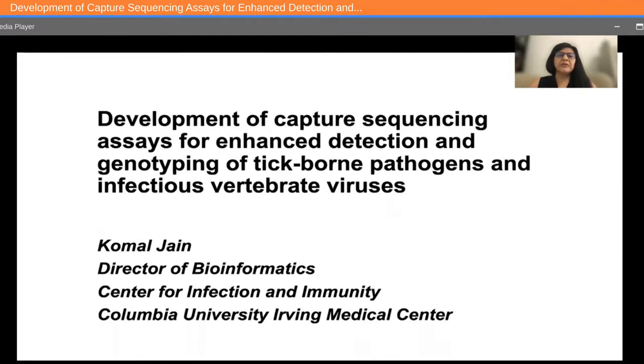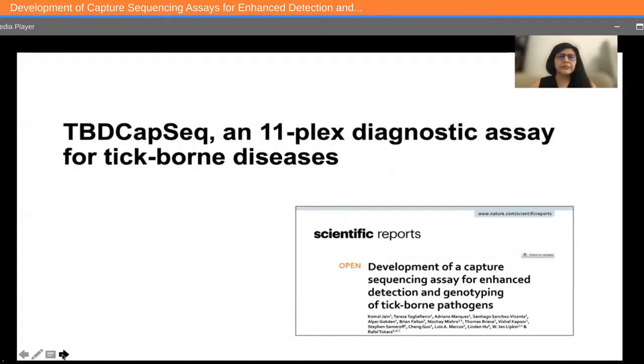Today, I'm going to talk about development of capture sequencing assays for enhanced detection and genotyping of tick-borne pathogens and infectious vertebrate viruses. The first part of my talk is about TBD-Cap-Seq. It's an 11-plex diagnostic assay for tick-borne diseases. Recently, we published it in Scientific Reports, and if you're interested in more information, please check it out.